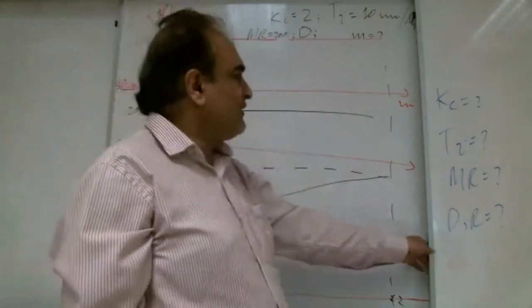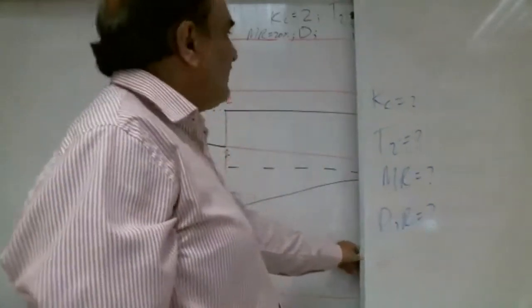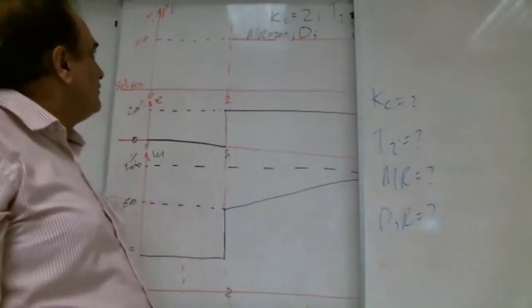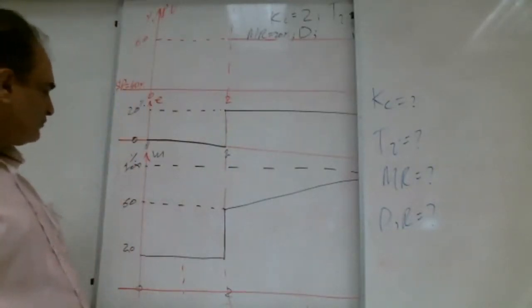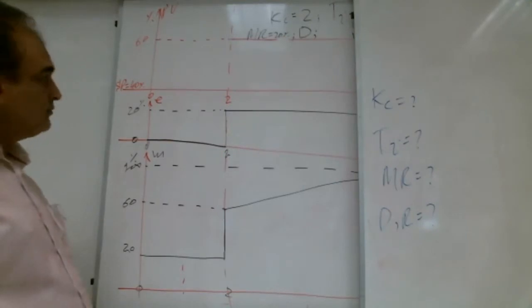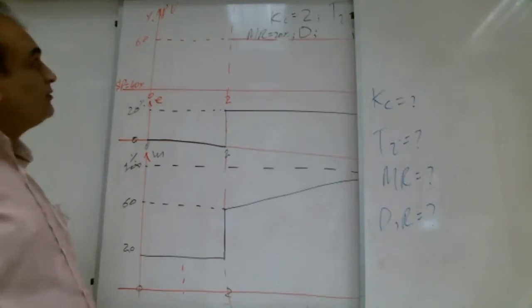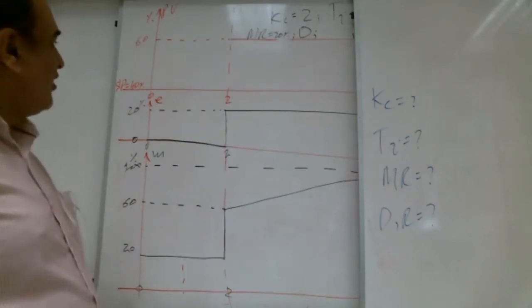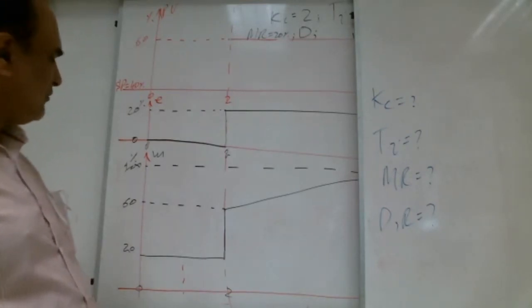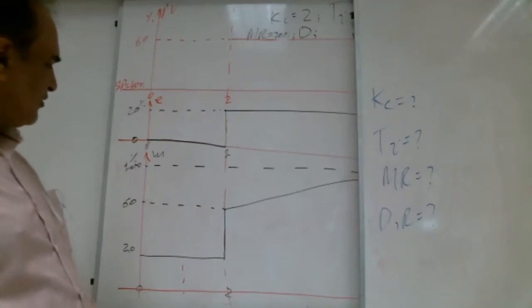Okay, how are we going to find the KC? How do we find the KC? The output over the error. Okay, output over error. Yes, Shabab. So how much is output over error?